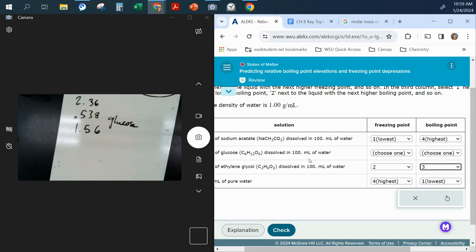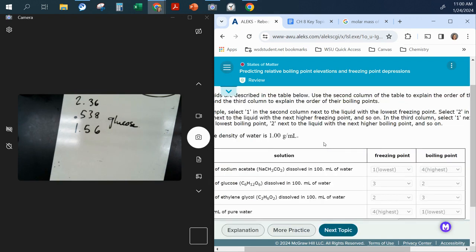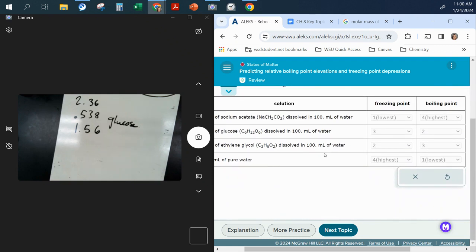And then the glucose has the smallest effect. So it's going to change the freezing point the least. It's going to change the boiling point the least. So we're just going to increase the boiling point just a little bit. We're going to decrease the freezing point just a little bit. Okay, let's check this one. Okay, does that make sense?